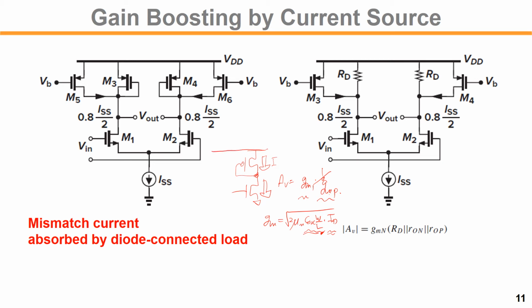To have a higher gain than this, we can put a current source in parallel with the diode-connected load, so that the current flows through the load by a fraction. With a current source of, say, 0.8 times ID, we can change the ID through this diode-connected load, so that we can easily change the GM of the load, and we can have a larger gain.